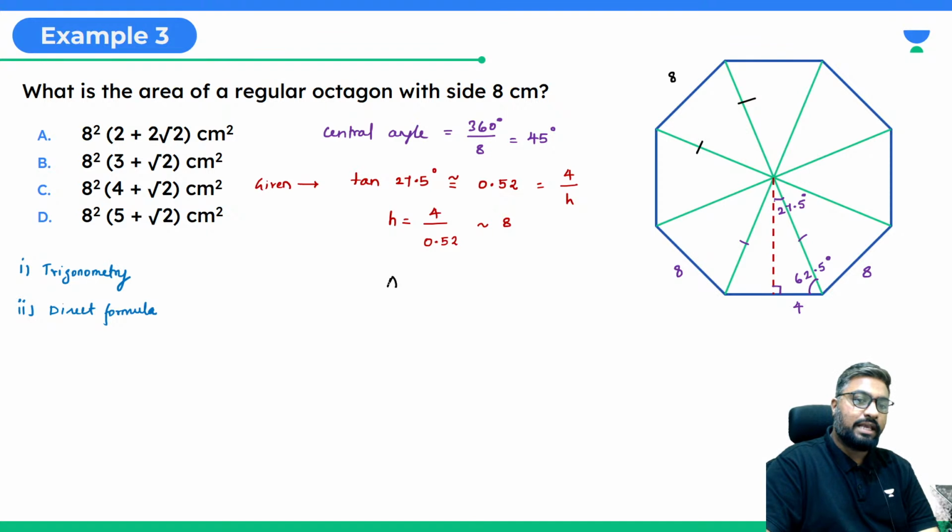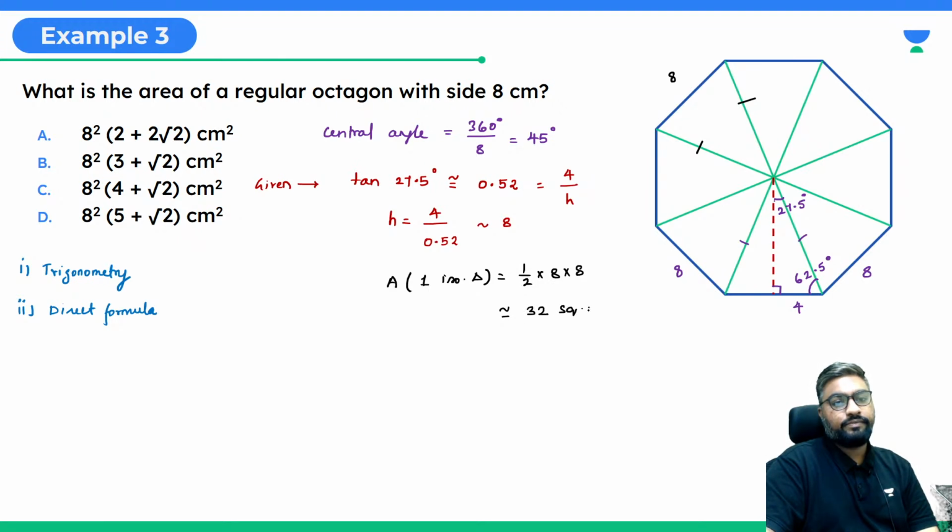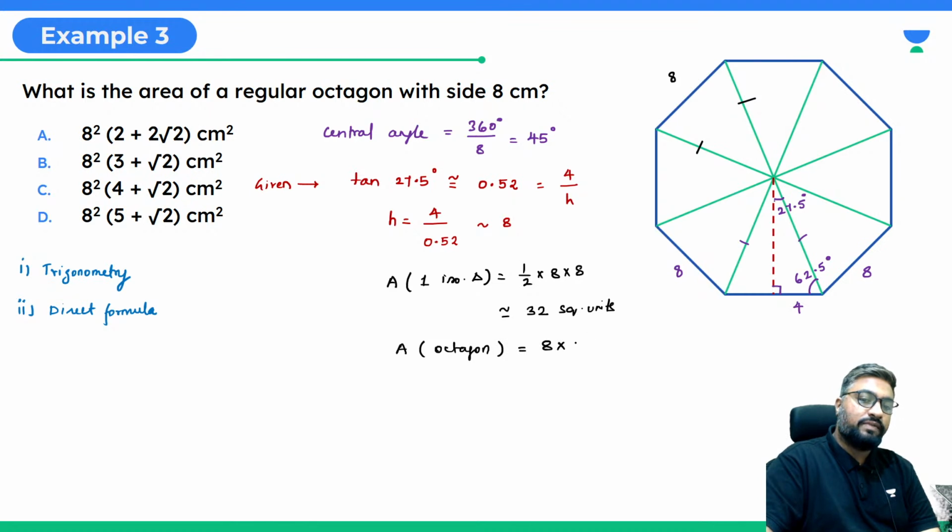So now you can go for area of one isosceles triangle, जो कि क्या हो जाएगा? Half times base which is 8 times height which is approximately 8. So you will get approximately 4 into 8, 32 square units. Now that is for one triangle. You need to go for 8 triangles now, right? So area of octagon will be equal to 8 into area of the triangle, which is 8 into 32 approximately. Getting this, guys? Which is 256.